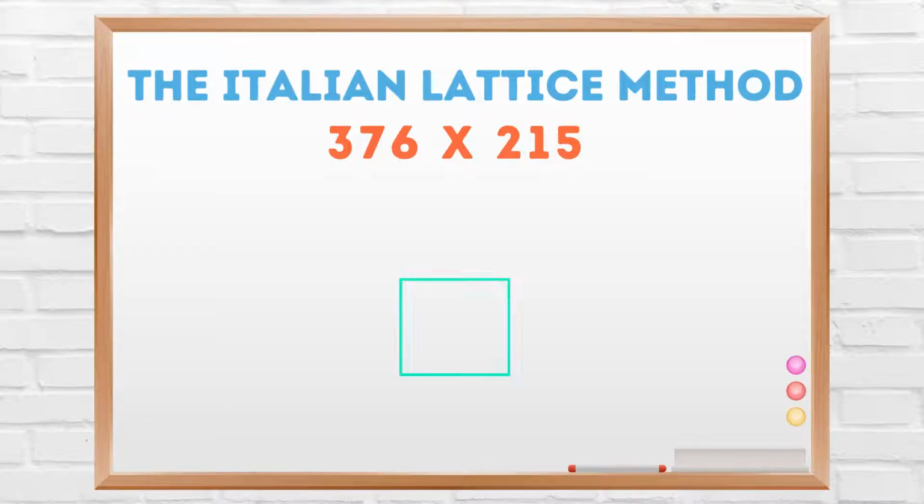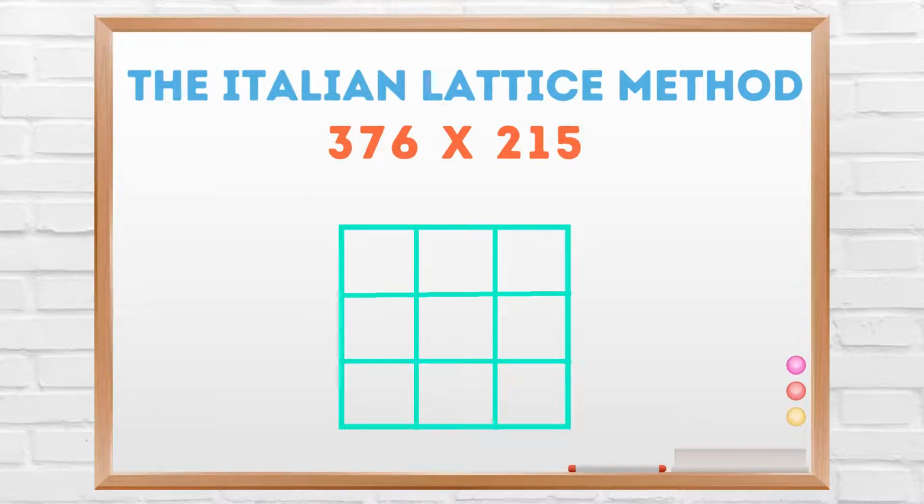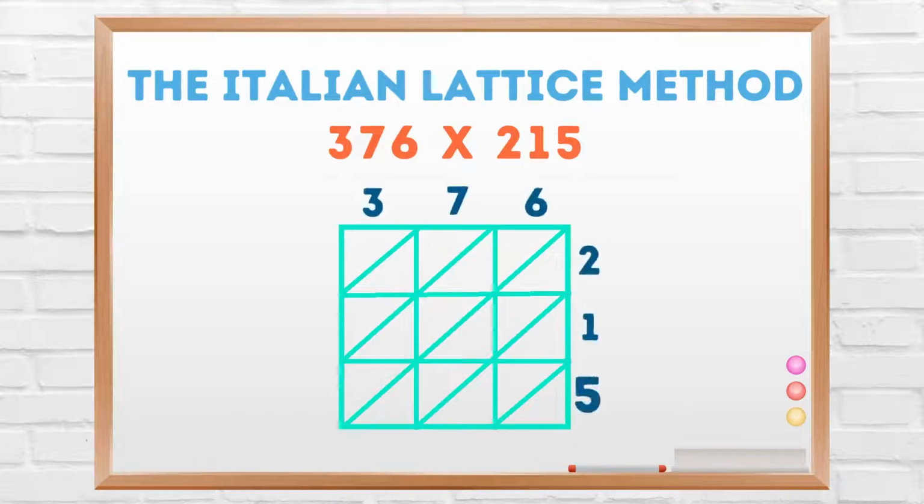First we draw a 3 by 3 grid, then draw the diagonal lines in each box. Next we label our lattice by writing 376 on the top and 215 on the right-hand side. Now it's time to multiply each digit that meets in the grid. Let's start with the first row.